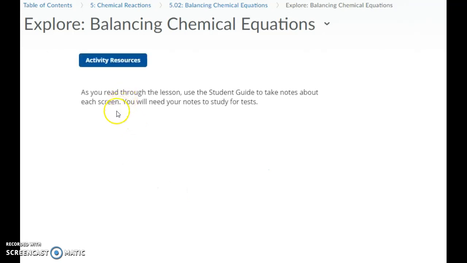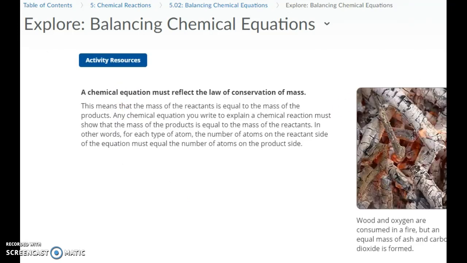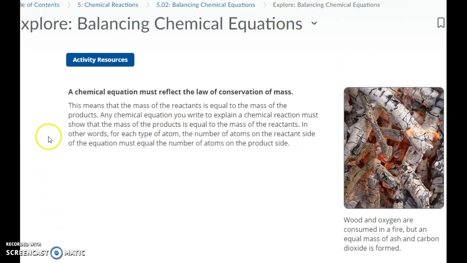And we'll start with the Explore. Again, if you want to use the study guide to take notes, you can. A chemical equation must reflect the law of conservation of mass. This means that the mass of the reactants is equal to the mass of the products. Any chemical equation you write to explain a chemical reaction must show that the mass of the products is equal to the mass of the reactants.